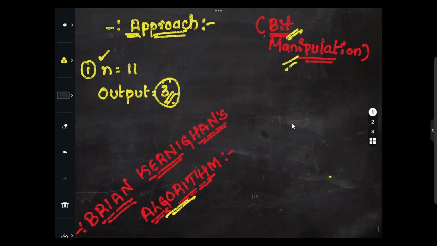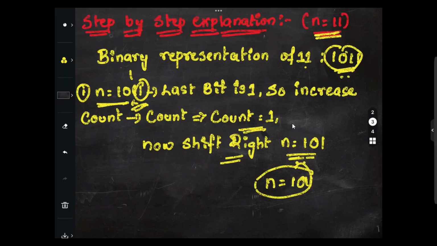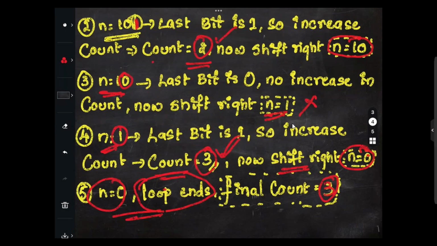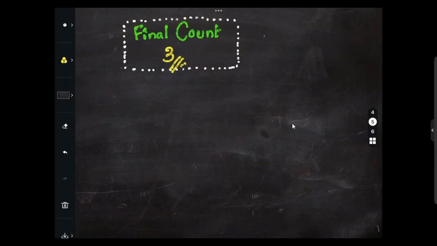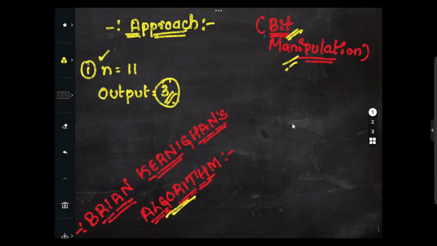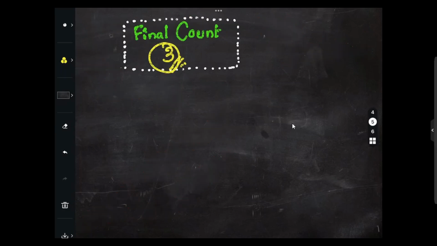The output they have mentioned for the first example is also 3, which is equivalent to the answer that we got. So the approach works absolutely correctly in this case. This is the approach that we will be going with: Brian Kernighan's algorithm, or bit manipulation. I hope the approach is completely clear.